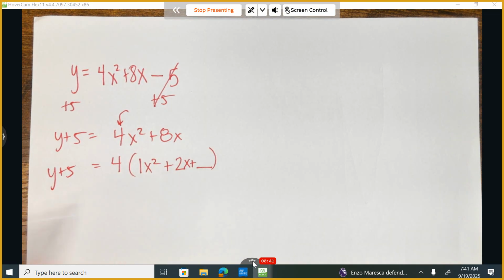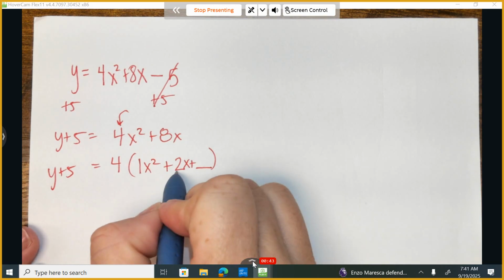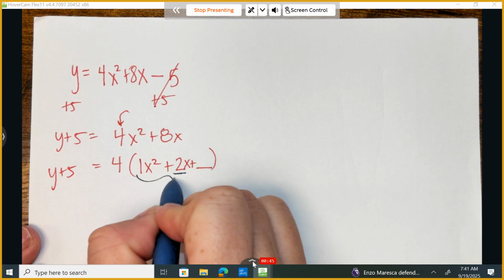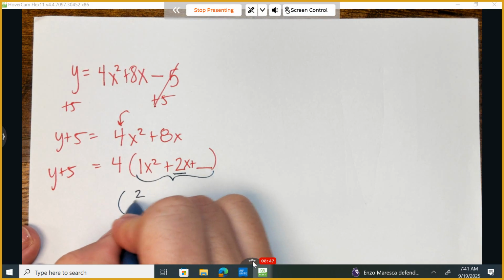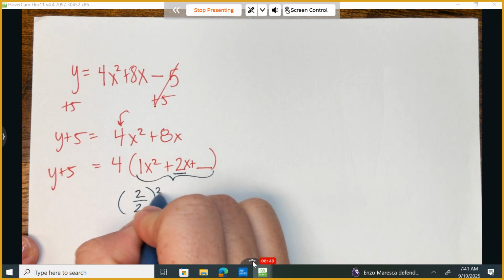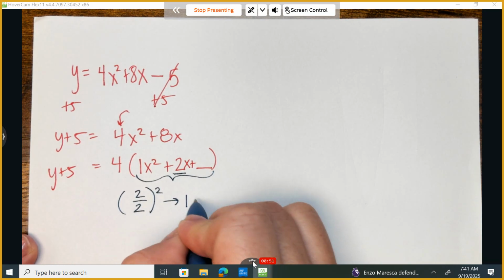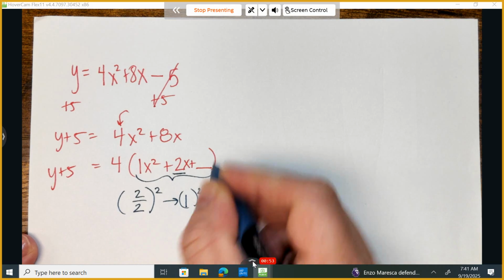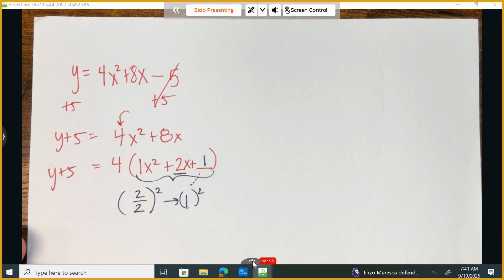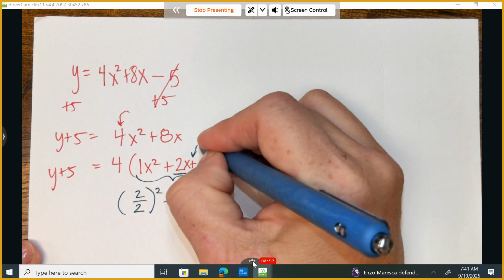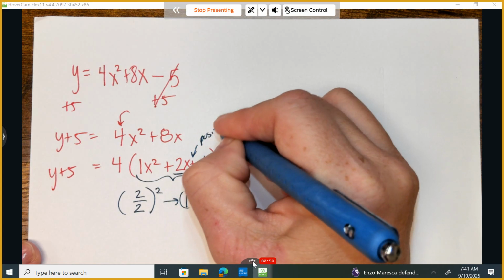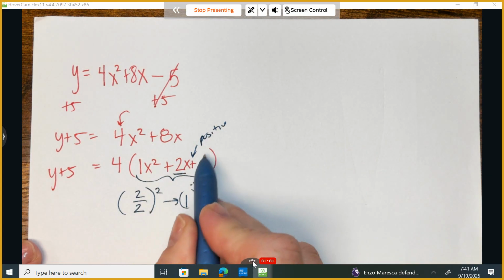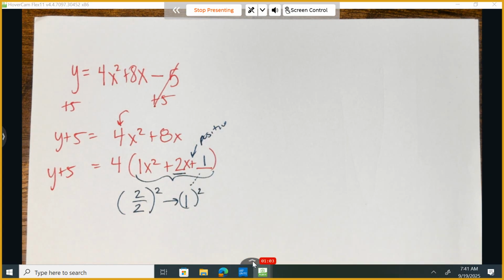Now to achieve the value in here, we're always going to take the b value of this trinomial, divide it by 2 always, and then square it. So 2 divided by 2 is 1, and 1 squared is 1. So in this position, I'm going to do a positive 1. This will always be positive. Why is that? Because when you square a positive, it's positive. When you square a negative, it's still positive.